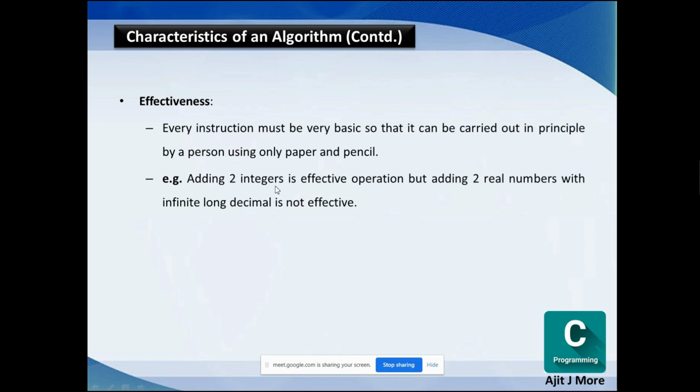Adding two whole numbers is effective. I'm just telling how to understand effectiveness. If two whole numbers are given and I tell you to add them, it's okay, you can do it. But if there are two real numbers, floating point numbers, two big recurring numbers, like 2.163211592, very big recurring, and I tell you to add these two floating point numbers, it won't be that fast using paper and pencil. So you can say it is not that effective an operation.